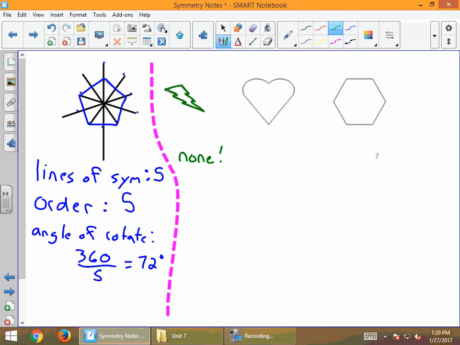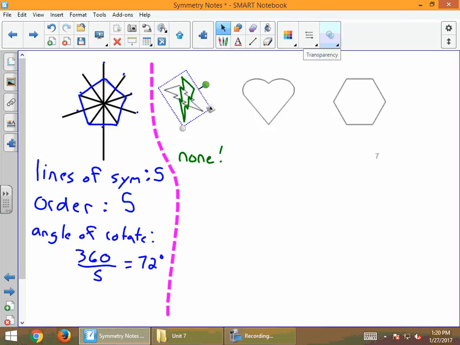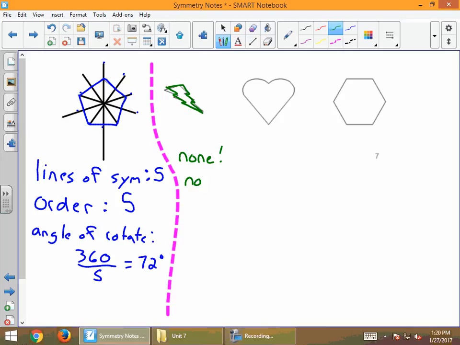That's pretty good. Rotate it. Lightning bolt, lightning bolt, lightning bolt. Cool logo. Nope. Nope. Oh, can't do it. So it has none as well. Huh. So it doesn't have line symmetry. It's not going to have rotational symmetry. Pattern, Sam. Pop it up.